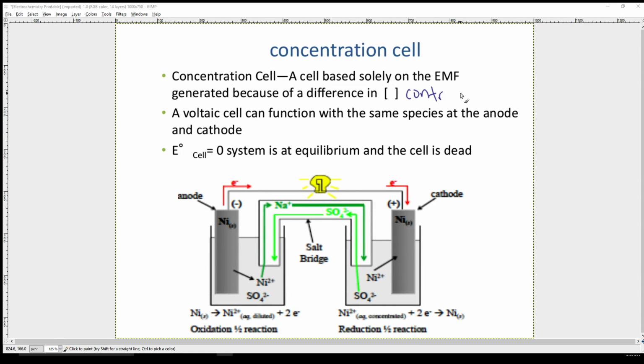So what's in the name? Whoa, wow, what is that word? Concentration. Starting off well. All right.